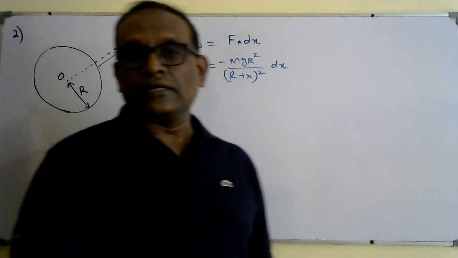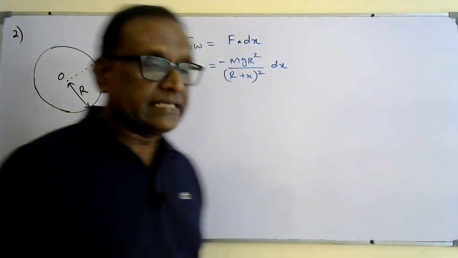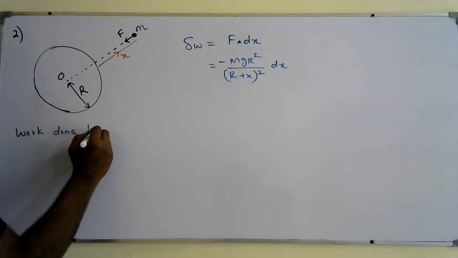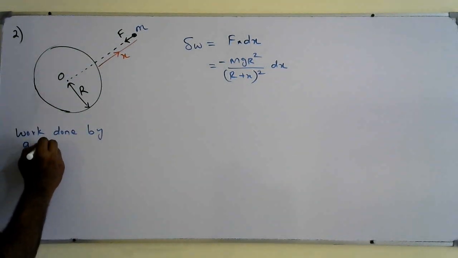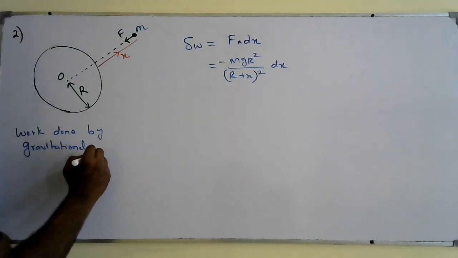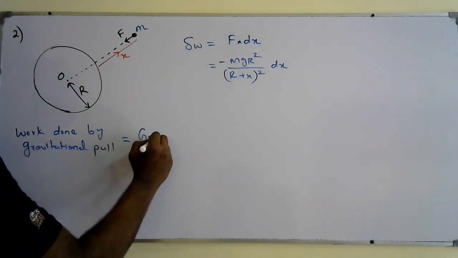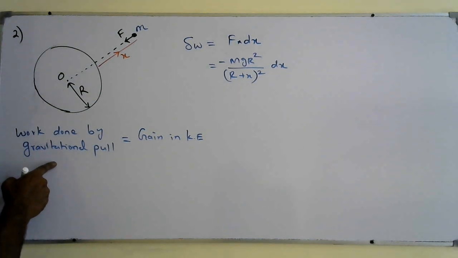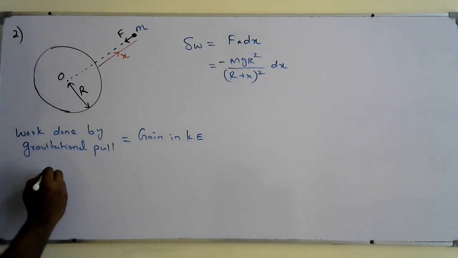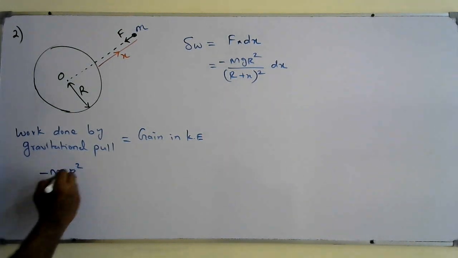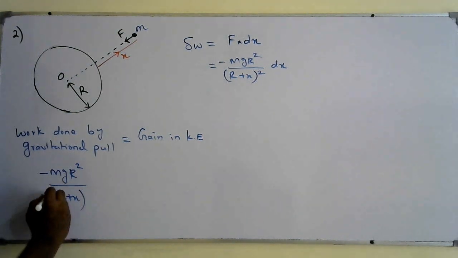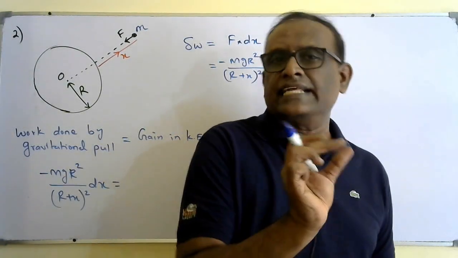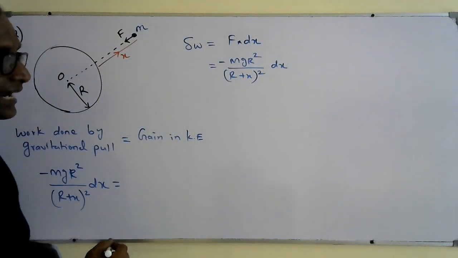I will use the same principle: work done by the gravitational pull equals gain in kinetic energy. So work done by the gravitational pull is equal to force, that is minus mg R squared over (R plus x) all squared, dx, which is the work done when it moves through a small distance dx, equal to gain in kinetic energy.